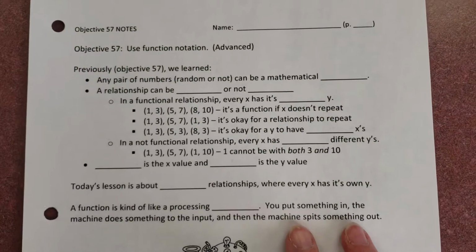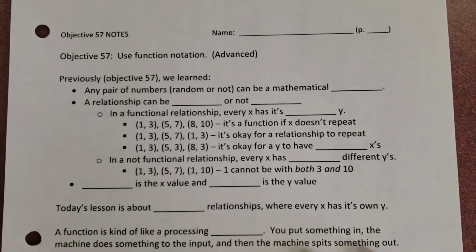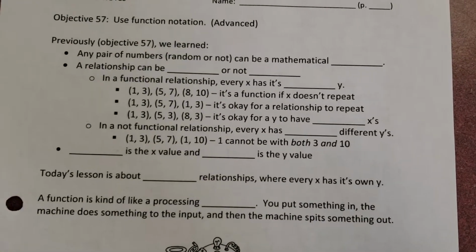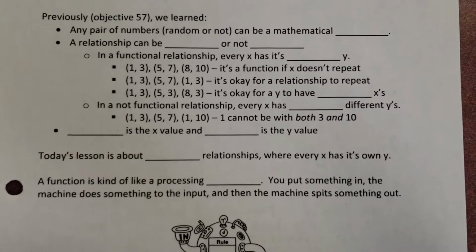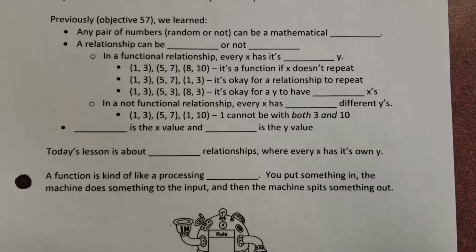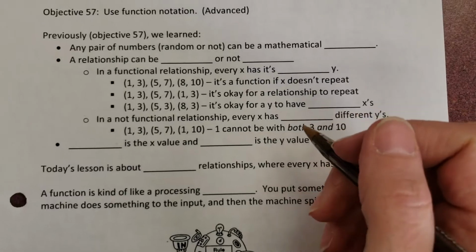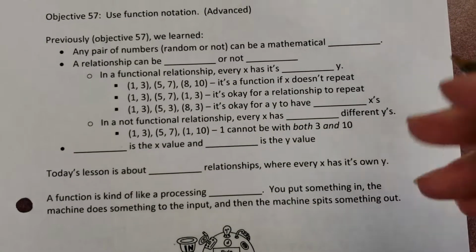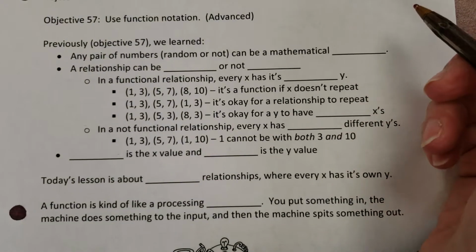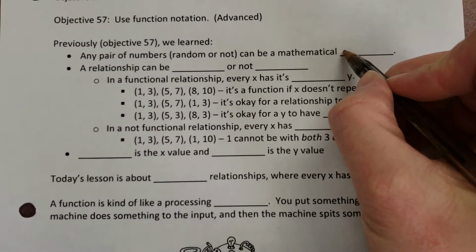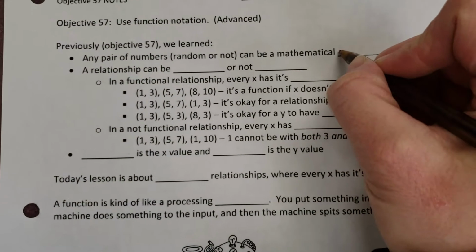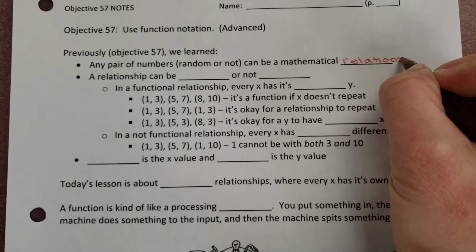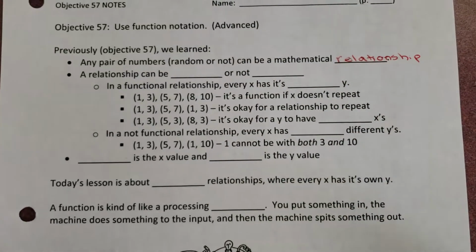Today we studied how to use function notation. And before getting into that, we did a little bit of a review on what functional and non-functional relationships are, and this information is from Objective 57. So remember that any pair of numbers, whether they're generated randomly or mathematically, are said to be in a mathematical relationship. And if you have your notes, you can fill in with me.